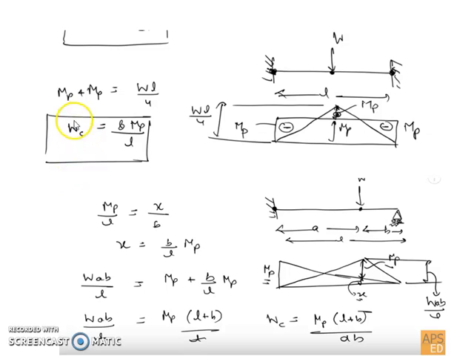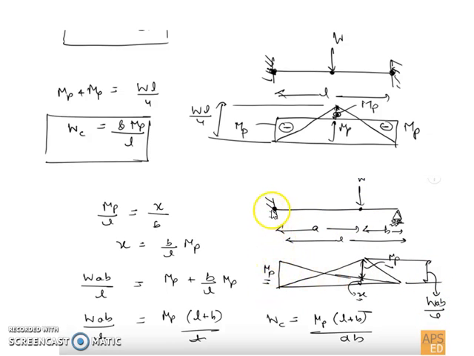Like that, the collapse load WC for the fixed beam subject to point load is 8 MP by L. So similarly, in the third example, consider a propped cantilever subjected to point load W at a distance A from the left support, B distance from the right support. If you draw the bending moment diagram for the load, it is a triangle. The height is W AB by L.